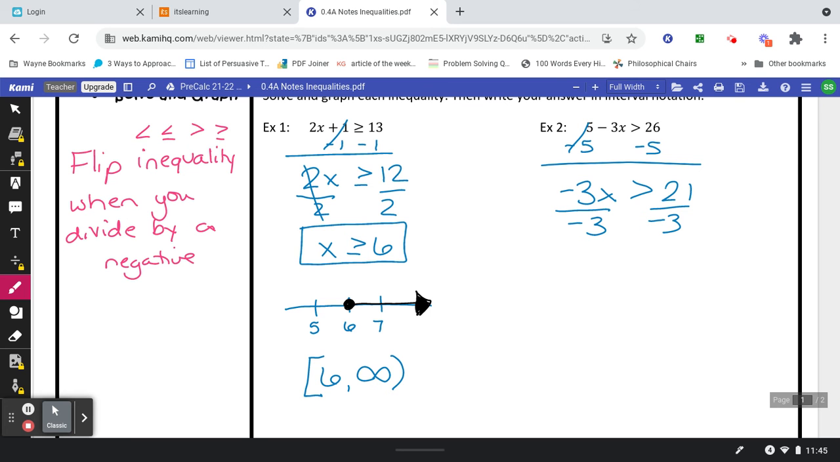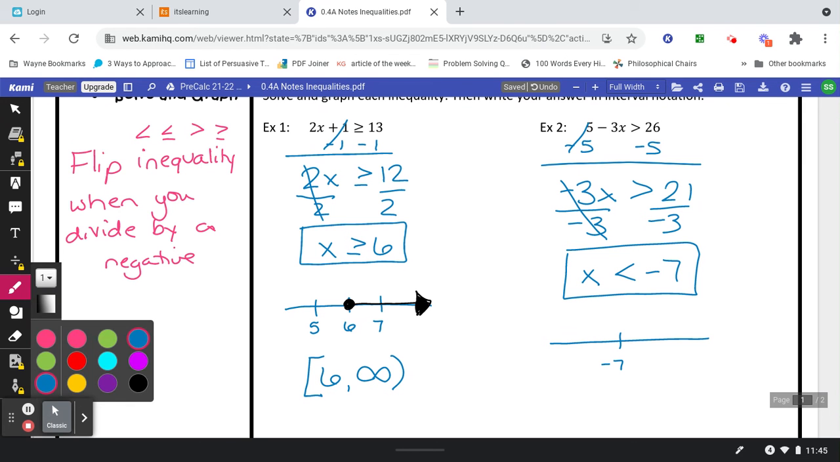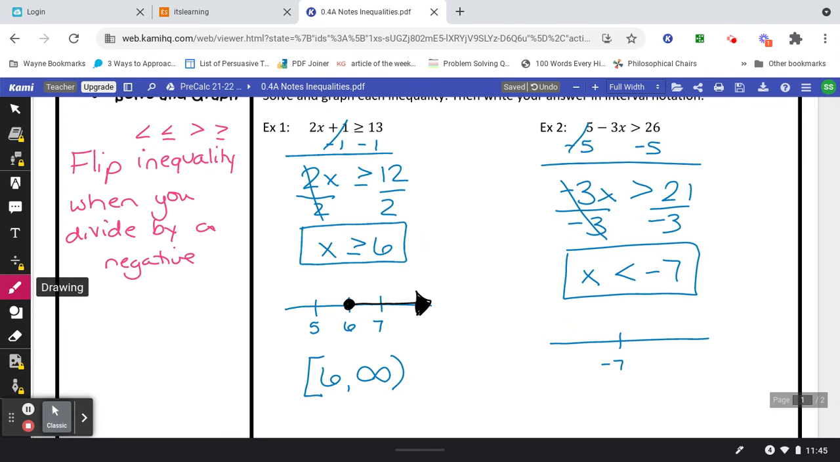There we go. Flip your inequality when you divide by a negative. So I'm going to flip the inequality from a greater than to a less than, and then divide out. All right, quick number line. Open and pointing to the left, less than.